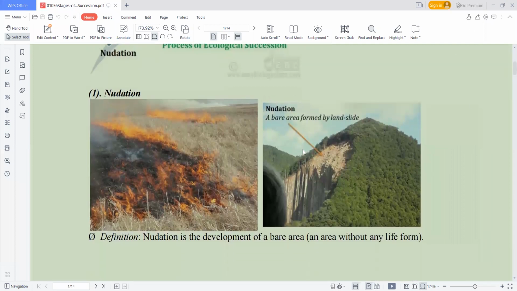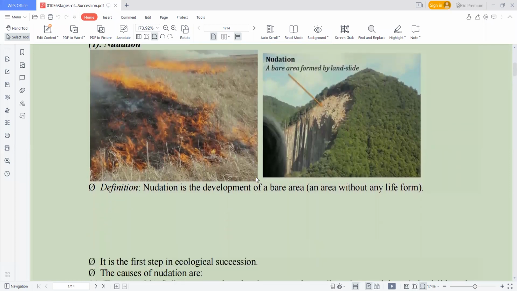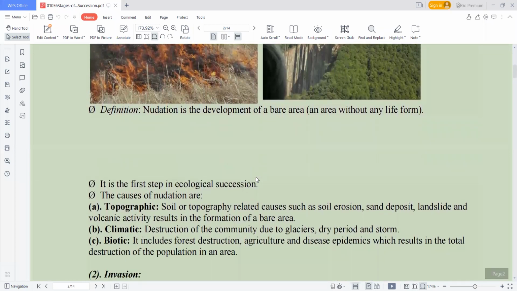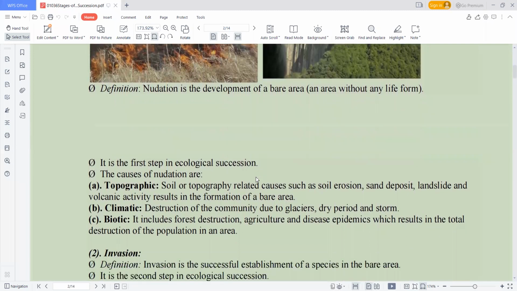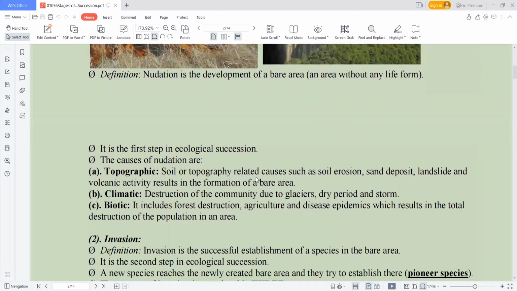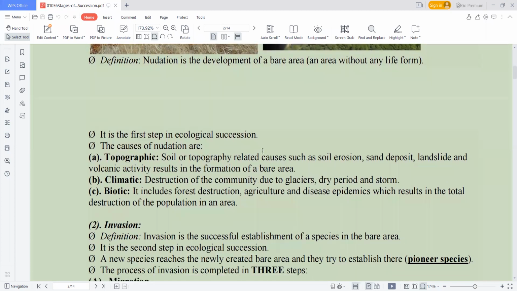The first step is nudation. It is a bare area formed, for example, by a landslide, where there are no organisms in that area. So it is the development of a bare area, called nudation. It is the first step in ecological succession, and the causes of nudation are topographical factors, climatic factors, and biotic factors. Topographic means soil-related causes, such as soil erosion, sand deposits, landslides, and volcanic activities, which result in the formation of a bare area.